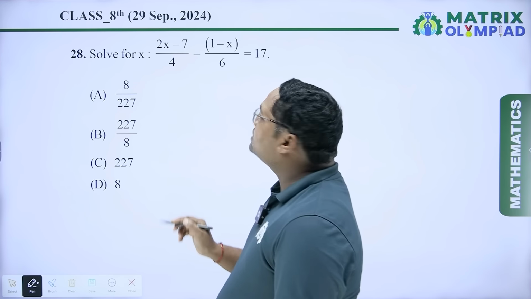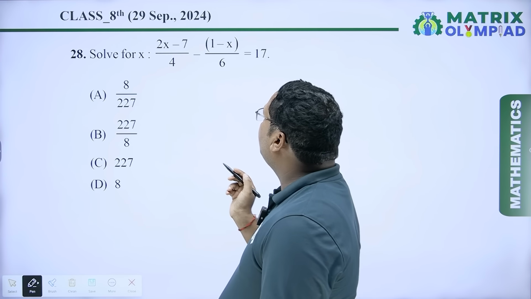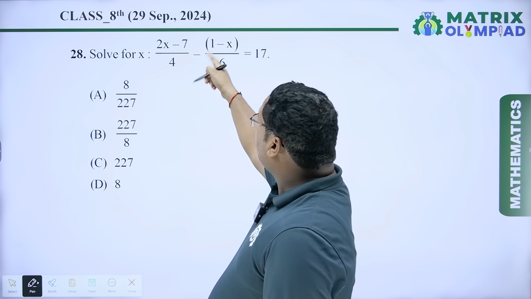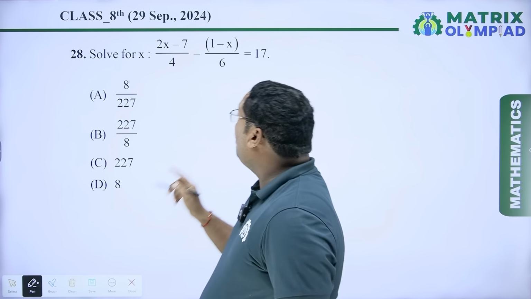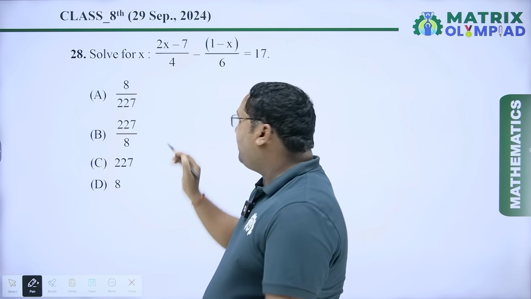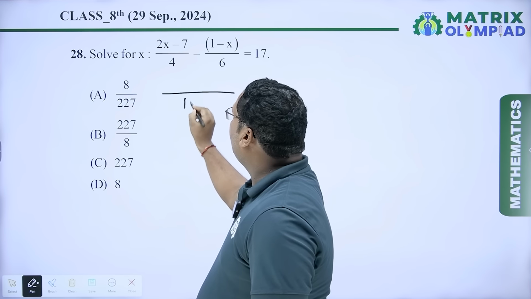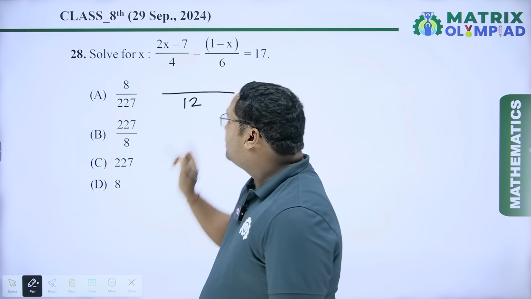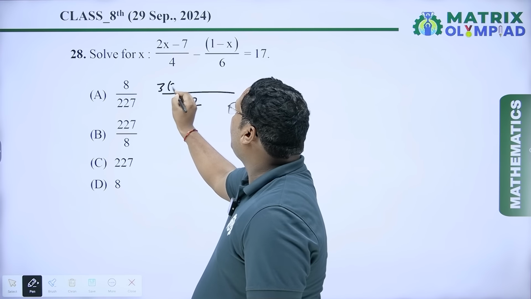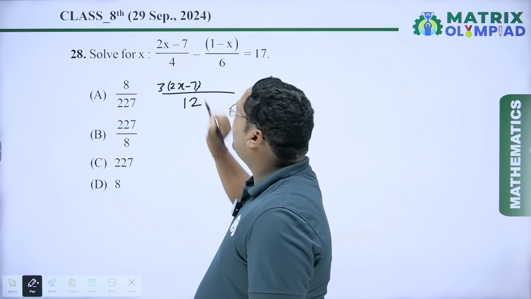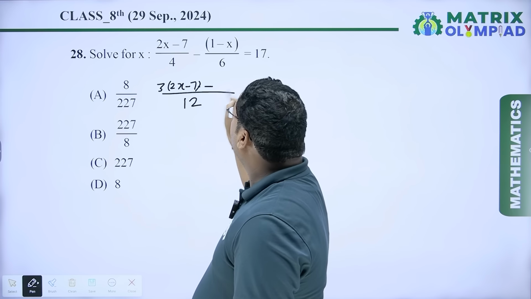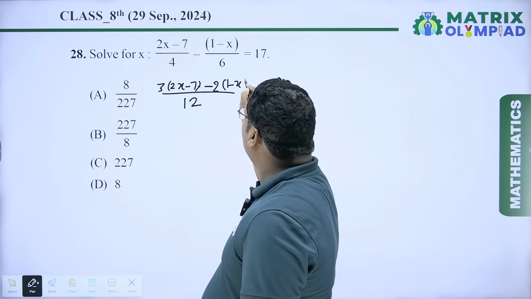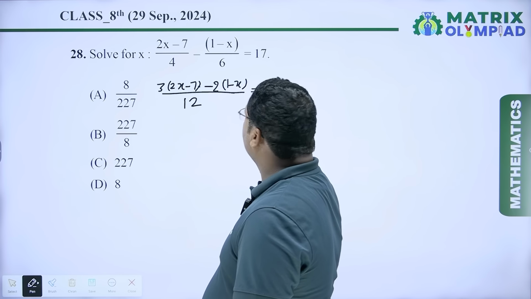Solve for x: (2x minus 7) upon 4 minus (1 minus x) upon 6 is equal to 17. So here you can see the bracket is given in 1 minus x. So we have to take care of this bracket. Now first we have to take LCM. So LCM of 4 and 6 is 12. Now 12 divided by 4 is 3. So 3 multiplied by 2x minus 7. So I have to write here 3 into (2x minus 7) minus 12 divided by 6 is 2. So I have to write here 2 into bracket (1 minus x) is equal to 17.